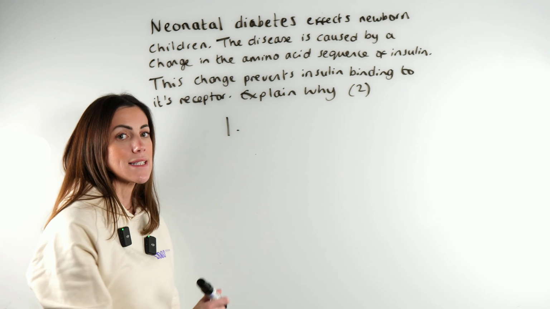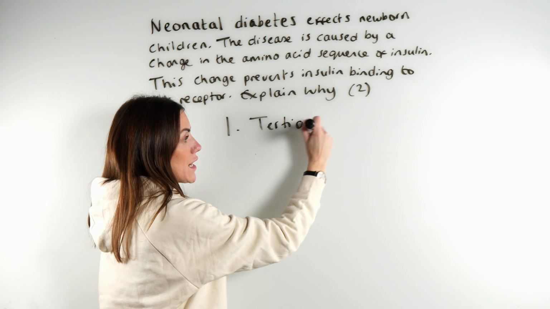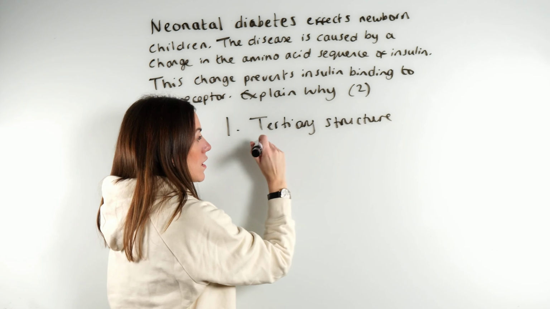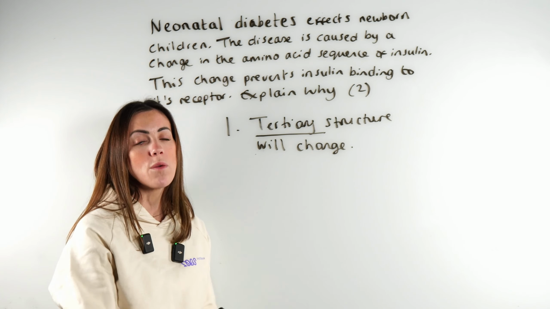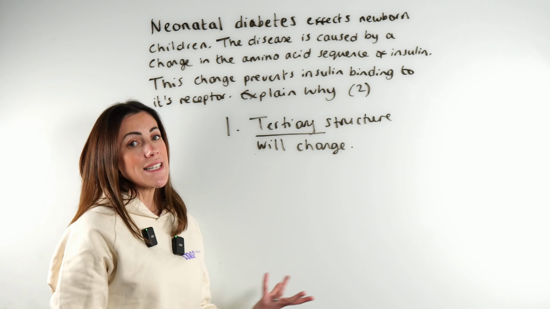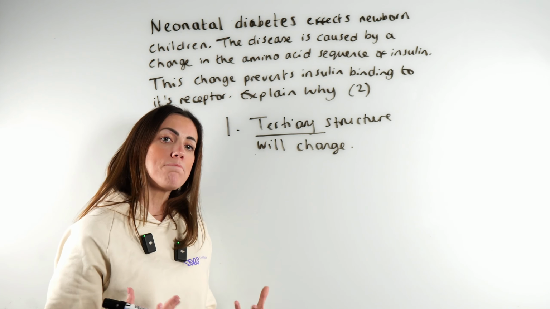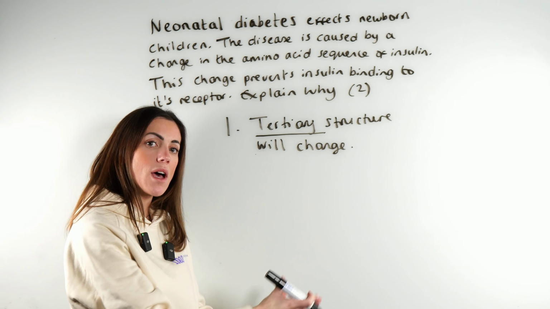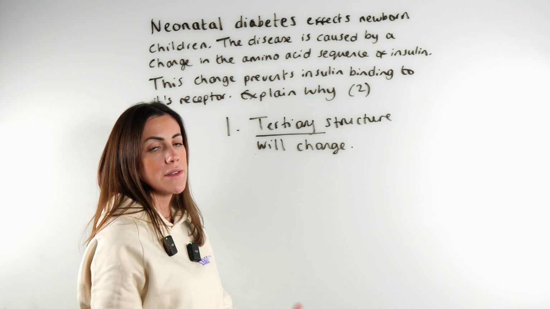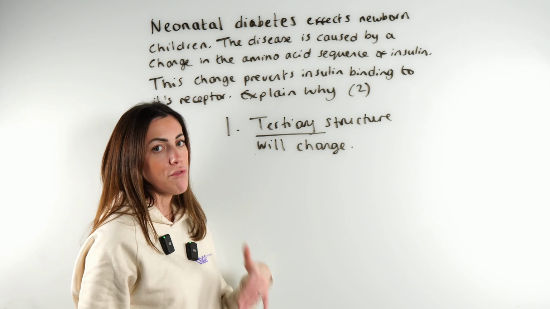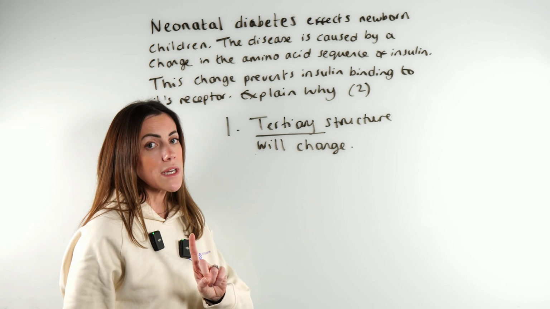Well, the first thing to say, if the order of amino acids has changed, then the tertiary structure will change. And I'm going to underline the word tertiary because you won't get the mark without it. The reason that's the case is if you change the order of the amino acids in the protein, then all of the bonds that hold the tertiary structure together will not form in the correct places. So you'll end up with hydrogen, ionic and disulfide bonds forming in different places, which will give the protein, or the insulin in this case, a different tertiary structure. So that's marking point 1.